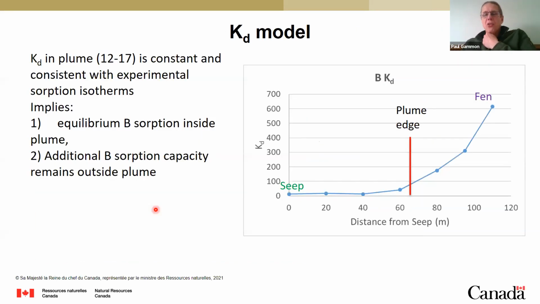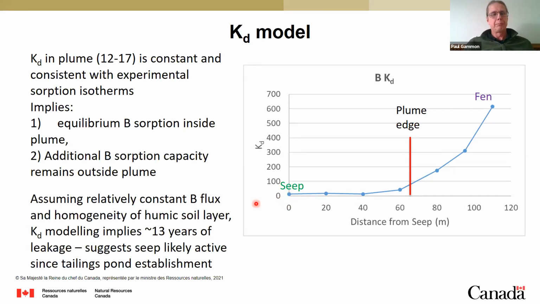And what you find is that if you go from the distance to the seep, your KD starts off through there. It's very consistent with what the literature suggests you should have for these kind of systems. But then as you get to the edge of the seep and into the fen, you're seeing that the KD skyrockets, because essentially you've got way more excess boron absorption capacity. So this is pretty much confirming that what you're looking at is an equilibrium dynamics within the actual plume.